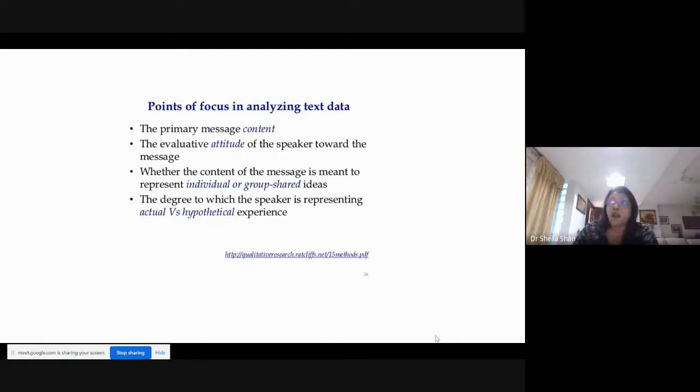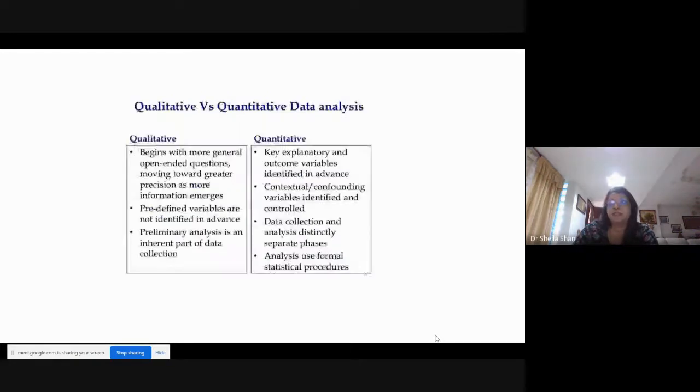But for your quali, it's not like that. Yeah, it is more time consuming and you need experts. Like qualitative, you begin with a more general open-ended question, moving towards greater precision and more informative images, right? So here you are starting with a very open-ended question and you must get a respondent.